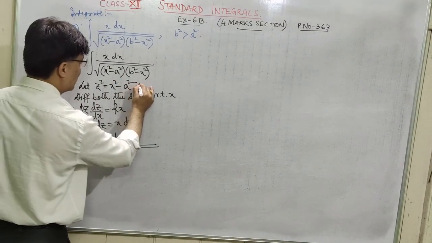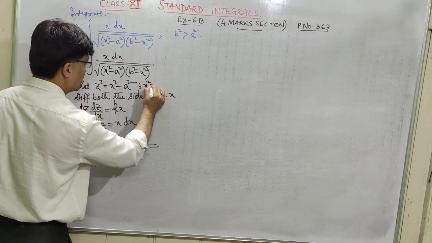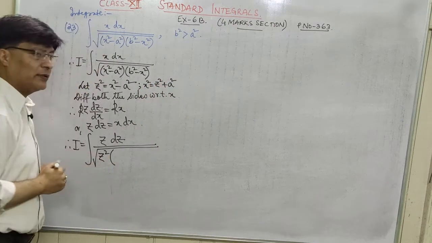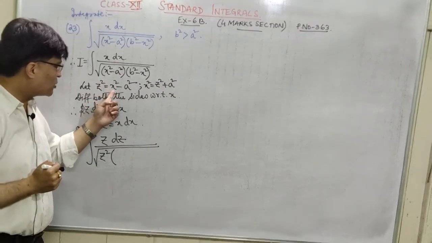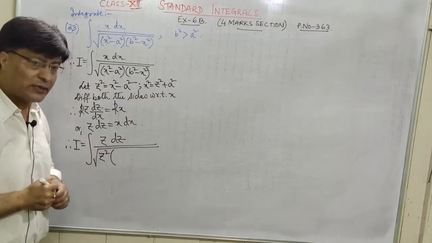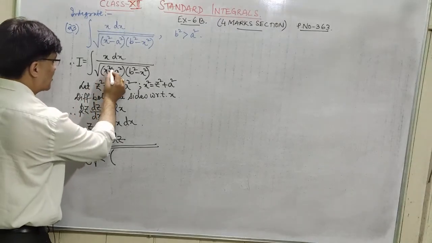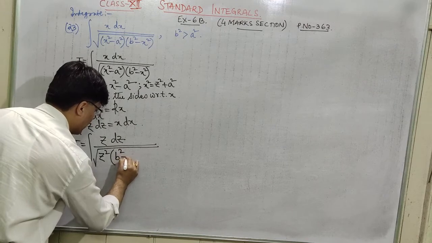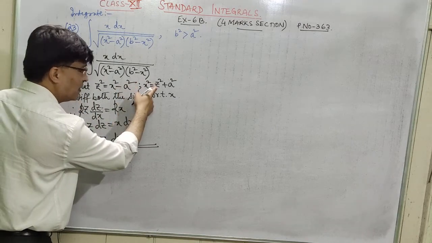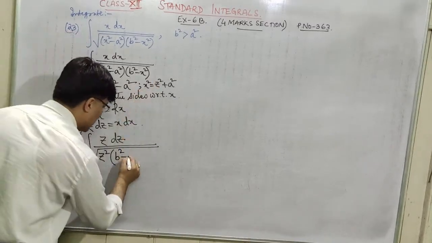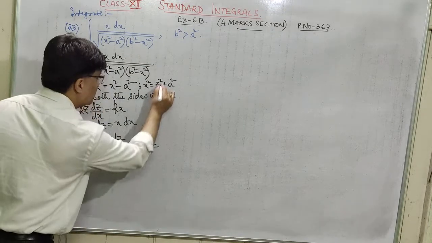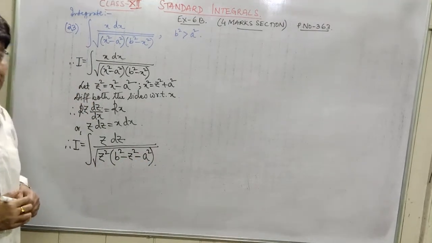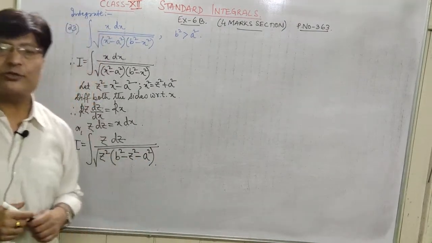Okay, so let us get the value for x square from here. So x square is equal to z square plus a square. Is that clear? So what is the value for x square from here? It is z square plus a square. So this x square minus a square is z square. So now it is b square minus, what is x square? What is minus x square? It is minus z square, and minus into plus is minus a square. Bracket is closed. So I think you have understood it.